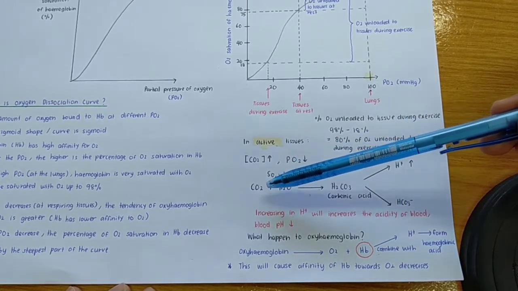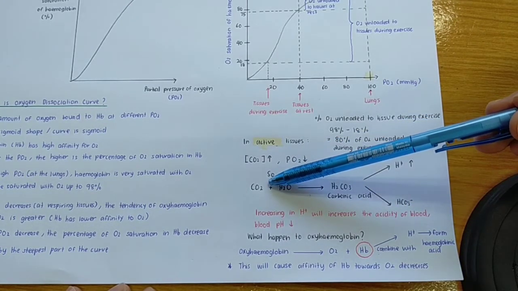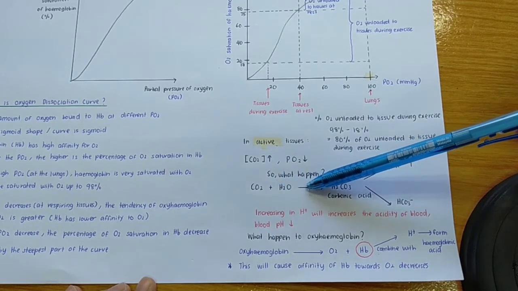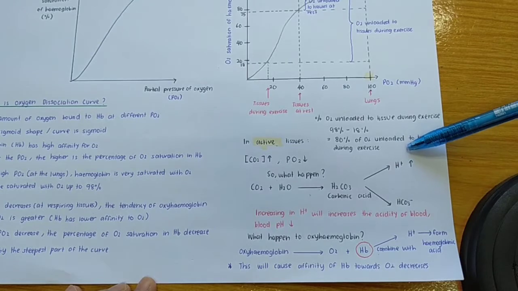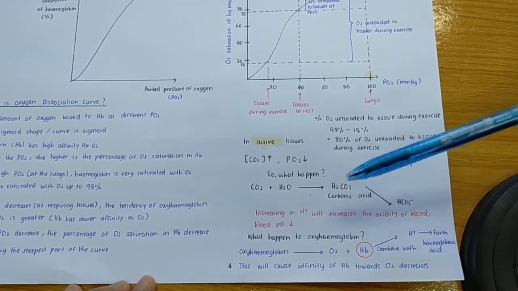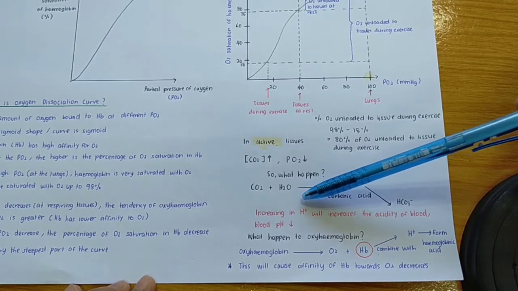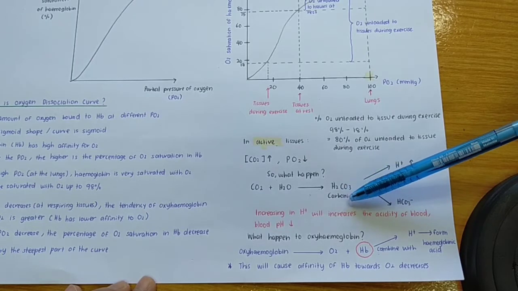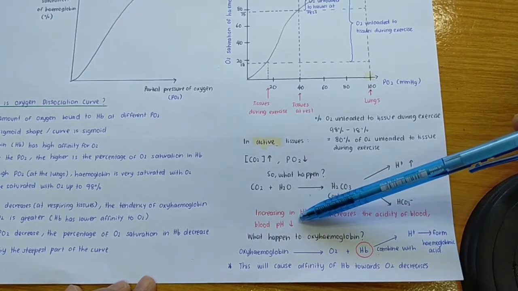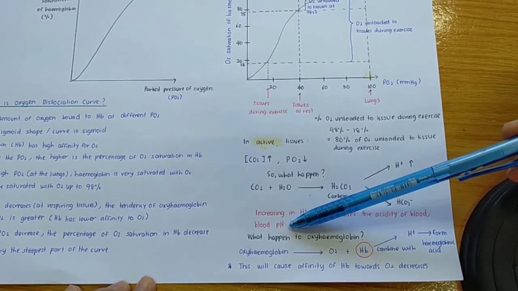So if carbon dioxide concentration increases, okay, so apa yang akan berlaku? Secara langsungnya, hydrogen ion yang terhasil pun akan jadi tinggi. So apa yang akan berlaku adalah bila berlaku increasing in hydrogen ion, it also will increase the acidity of blood. So once acidity of blood increases, what happens to blood pH? Blood pH will decrease.